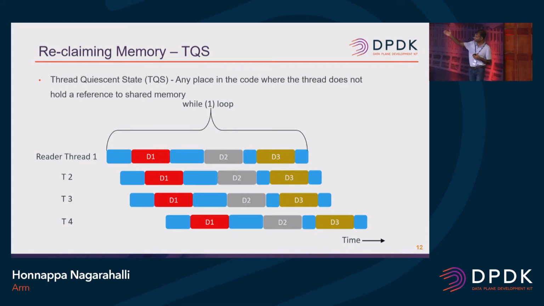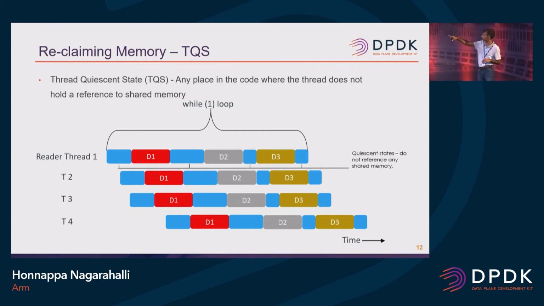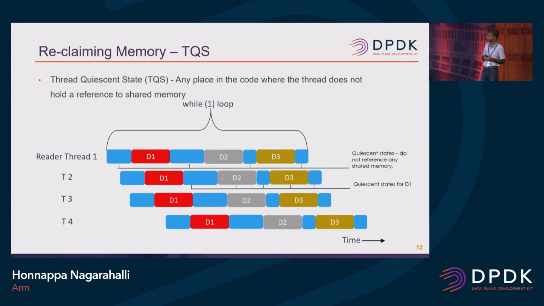Basically, I have shown here the reader threads, and each thread is nothing but a while one loop. In this picture, the blue ones are the quiescent states, where the thread does not hold any reference to the shared data. But this quiescent state is completely application defined. So in this case, those are the quiescent states.